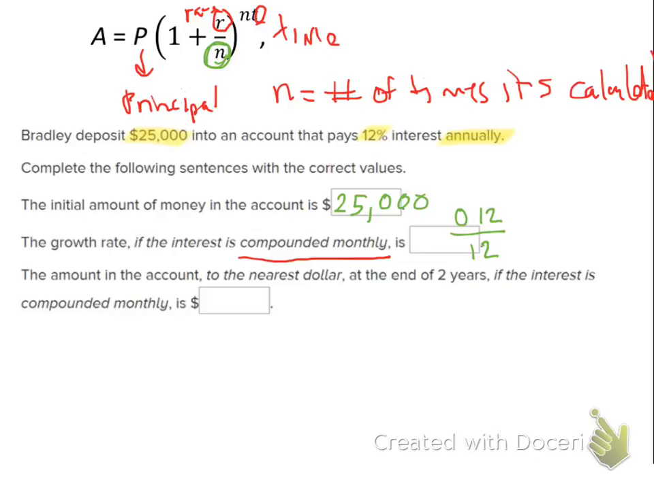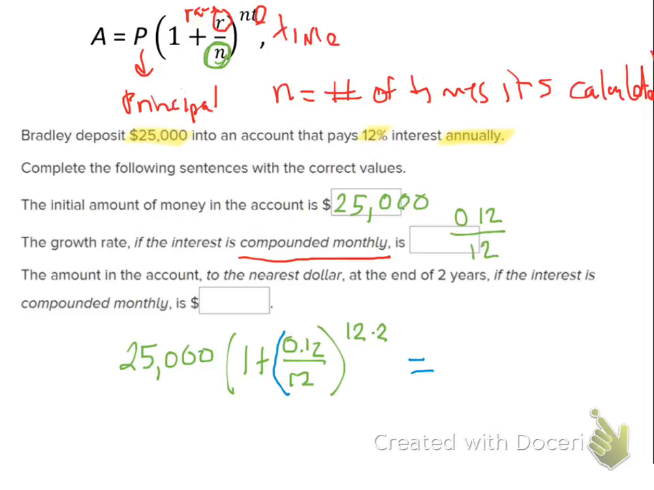Okay? The amount in the account to the nearest dollar at the end of 2 years, if the interest rate is compounded monthly, is. So now we actually have to fill in the full equation here. So that's going to be 25,000 times (1 plus 0.12 divided by 12), raised to the 12 times 2 power. Now I would make sure that you can enter this in your calculator and get the correct answer. Okay, because it's a little bit complicated typing all that mess in.